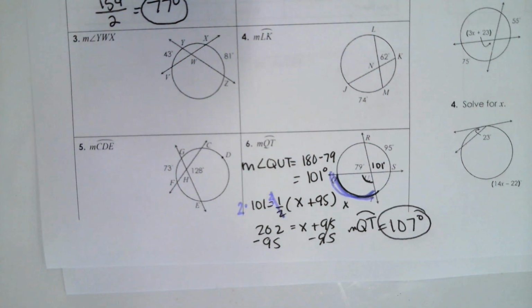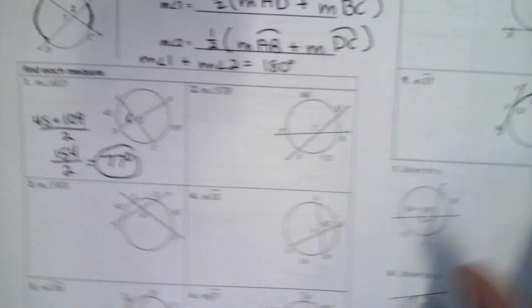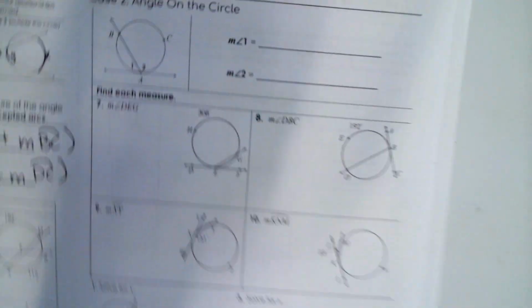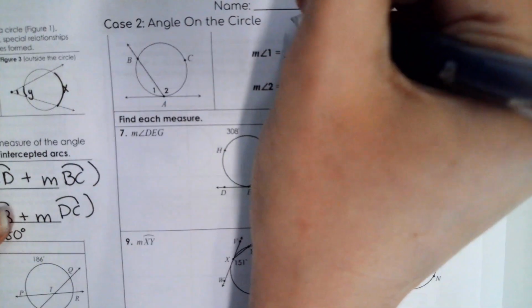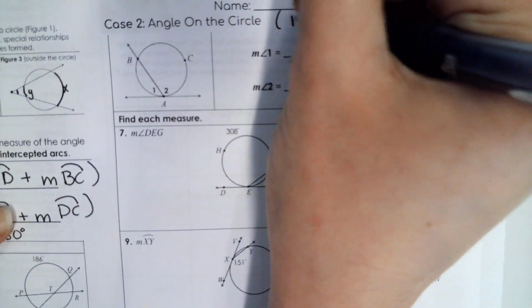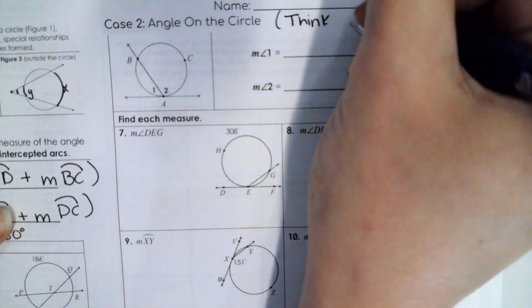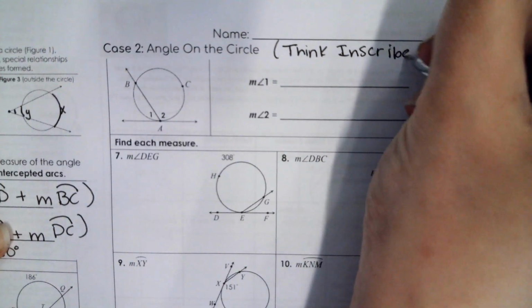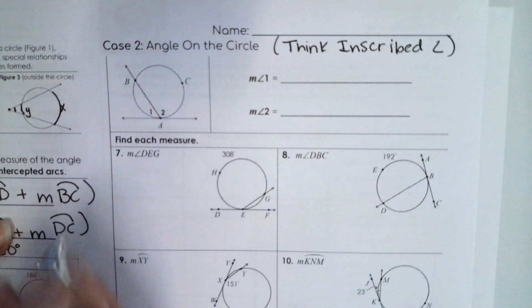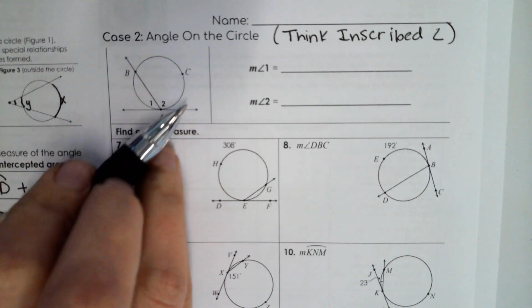Okay, so we're on to the second case, and the second case is where it's on the circle. This one I love because it's very similar to inscribed angle. So if you want to look back at inscribed angle, you can. So the rule for inscribed angle is that it is half of the arc.